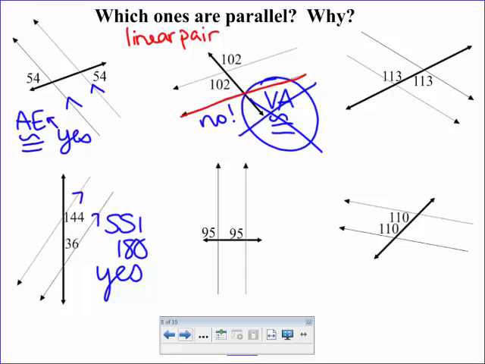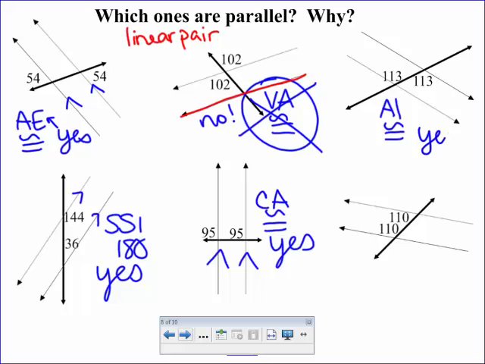Next one, down below, 95 and 95 are corresponding angles, and corresponding should be congruent, so then yes, these are parallel. Moving on to the last two, these are alternate interior angles, which should be congruent, so then yes, these are also parallel. And last one, same side interior should be 180. 110 plus 110 is not 180, so no, these are not parallel.